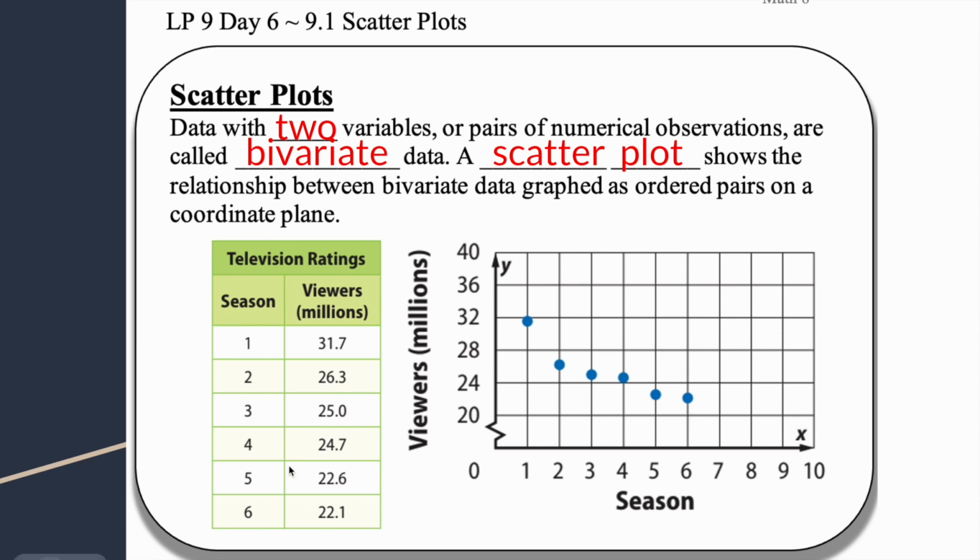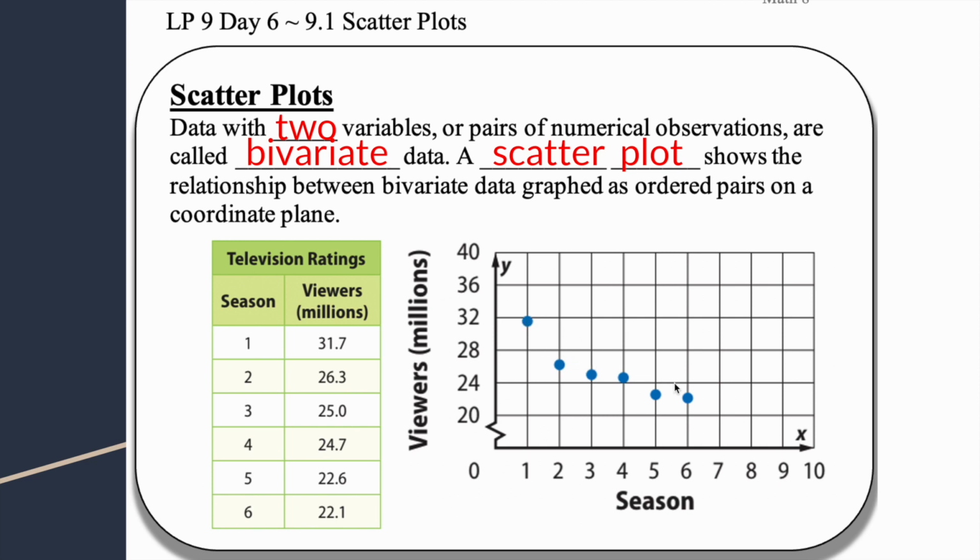So if we look at this television shows idea, we have season 1 through season 6 and the viewers. If we just look at the numbers here, it looks like the viewers have gone down in the years. So we started with 31.7 million viewers, and now after year 6, we only have 22.1 million viewers. Still, that sounds like a lot of viewers to me, but it's definitely gone down quite a bit, almost 10 million viewers there.